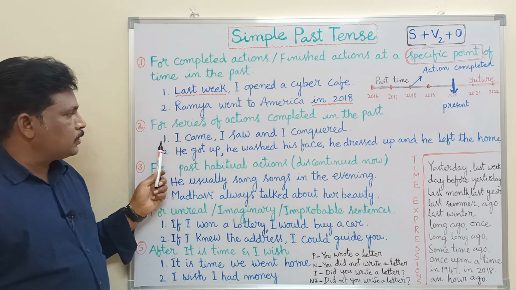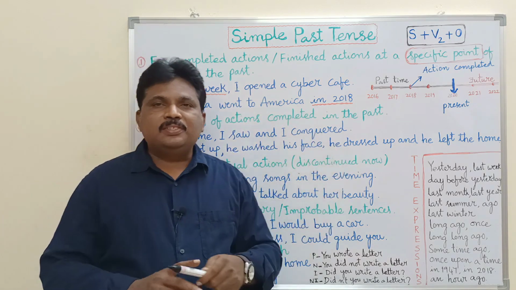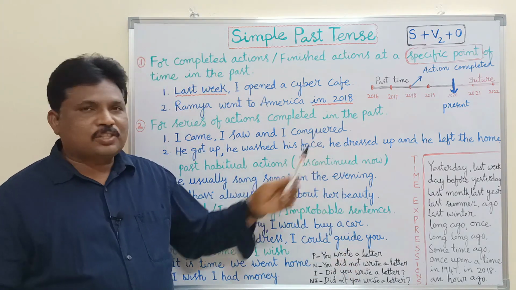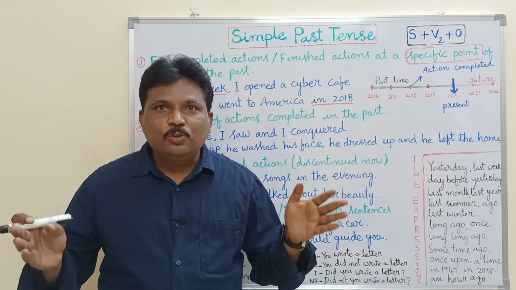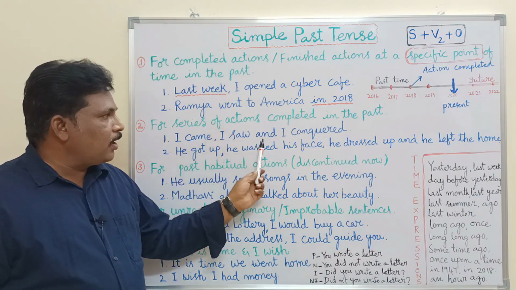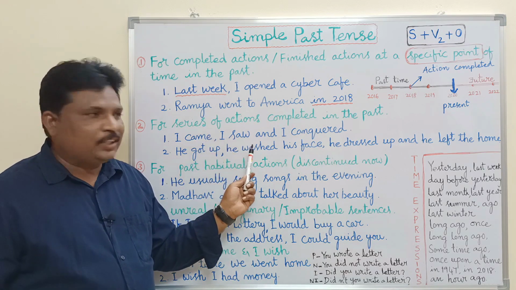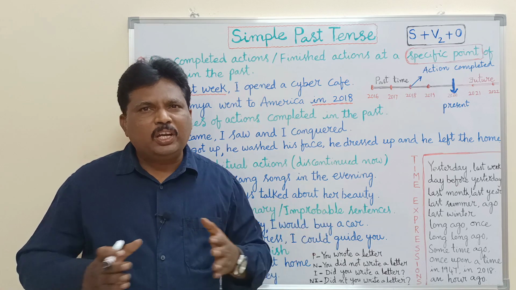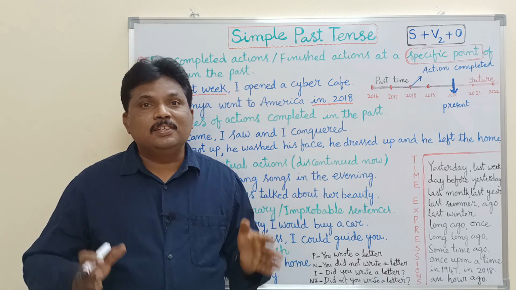Look at the examples. First example, I came, I saw, and I conquered. This is a famous line of William Shakespeare. This line is extracted from William Shakespeare's drama Julius Caesar. In Julius Caesar, the character says, I came, I saw, and I conquered. So I came, one action, I saw, another action, and I conquered, another action. So a series of actions. Whenever we talk about a series of actions, simple past tense is used.